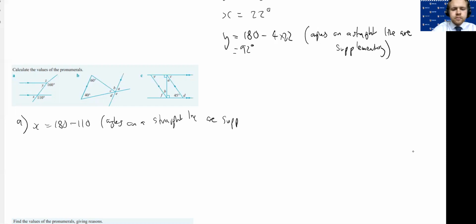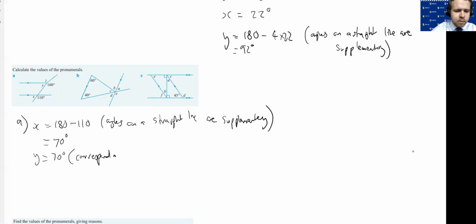Supplementary. Okay, not too hard there. And then that equals 70. So we've got x already. And I know that y is corresponding. So y is also going to be 70, okay, because it's corresponding with x.